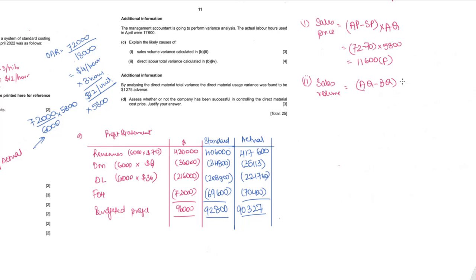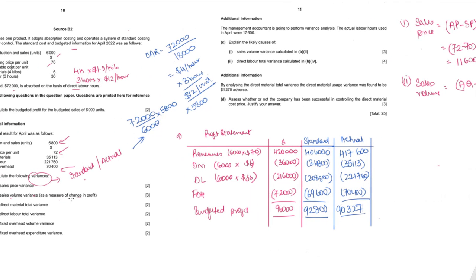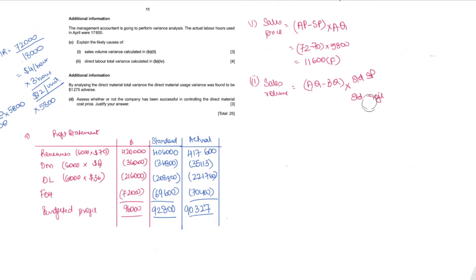Now here, there are two ways of calculating the sales volume variance. In fact, there are two accepted ways. Either you can multiply it by the standard selling price, or you can multiply it with the standard profit per unit. This question clearly tells you to use the change in profit. So we are going to use the second formula, which is standard profit per unit.